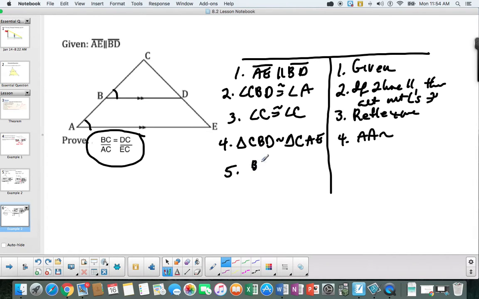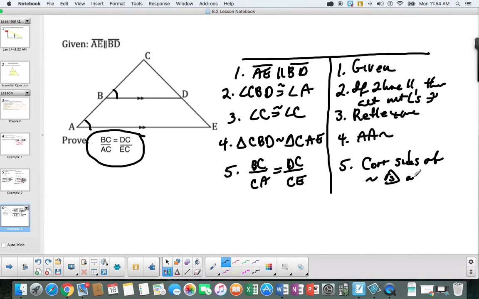So BC, first two letters, is to CA, and then DC, first and last letter, to first and last letter with just CE. Now, when we were working with congruent triangles, it was CPCTC, but here we have to say corresponding sides of similar triangles are in proportion. Proportion is when two ratios are equal. So I had a ratio here and a ratio here, and I set them equal to each other.